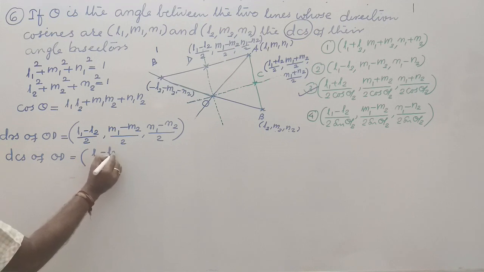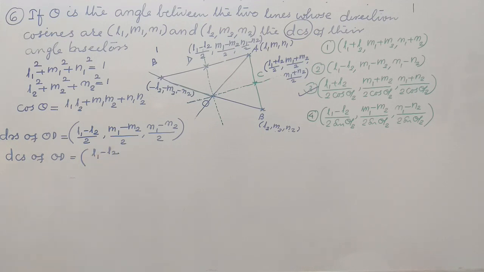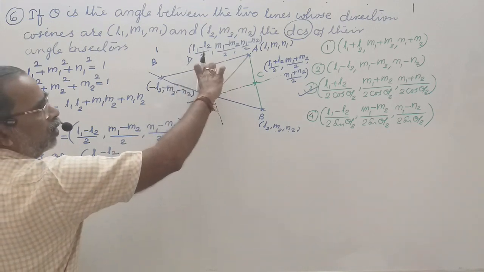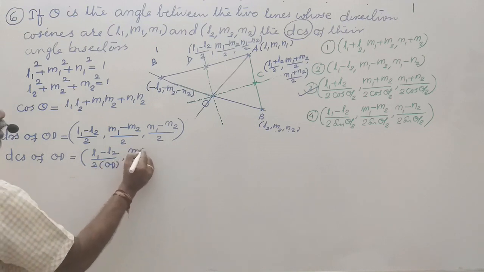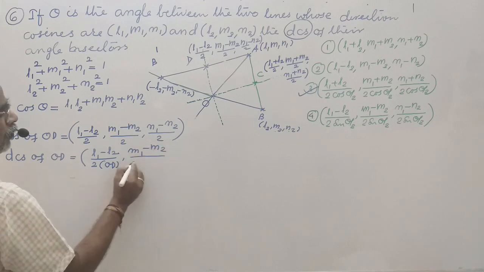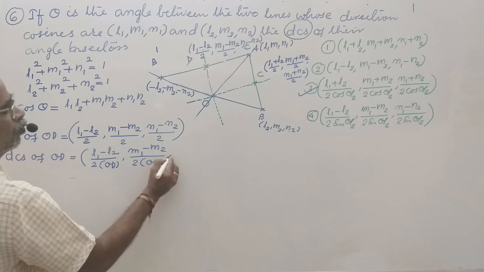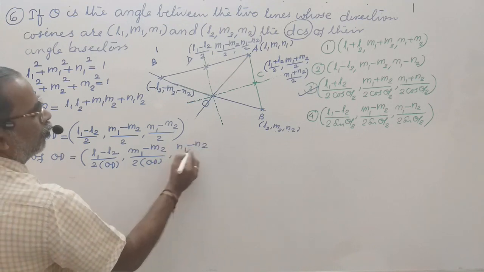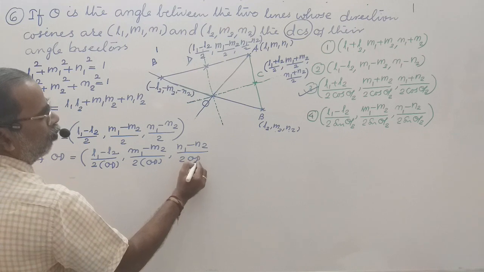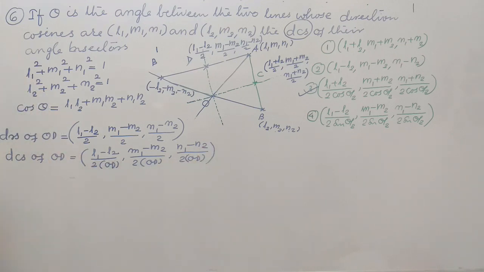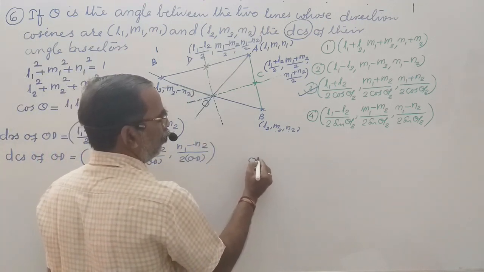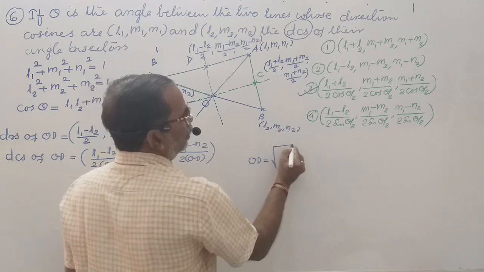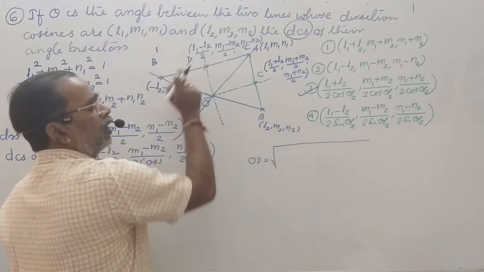When DRs are given, DCs, DRs are vectors and DCs are unit vectors. So dividing this by its magnitude, which is OD. Dividing this also. Yes, these will be the DCs. To get the answer, we need magnitude of this, that is OD. We will calculate OD distance. Distance between O and D.